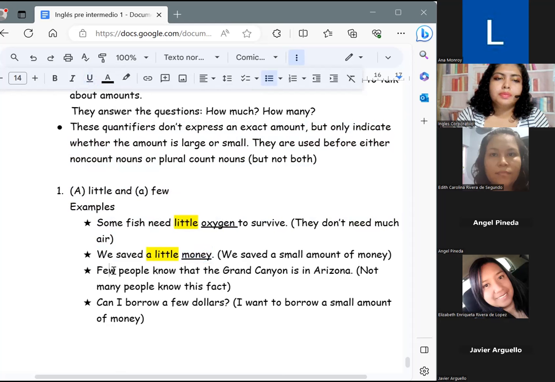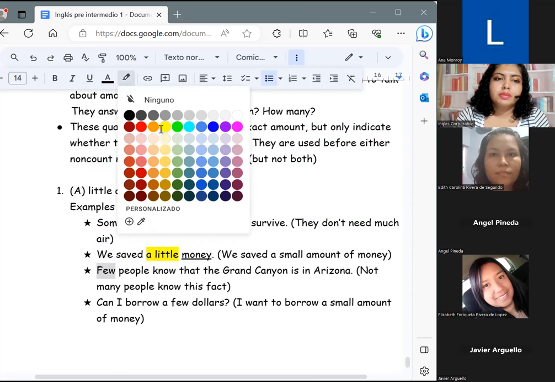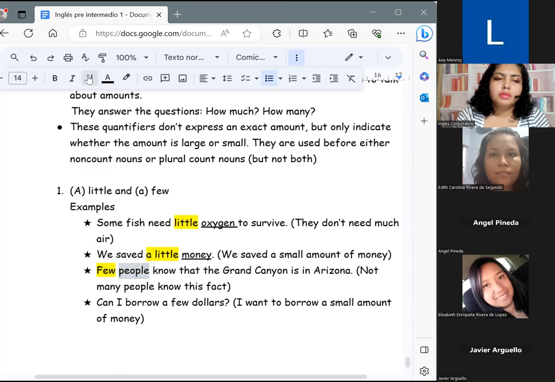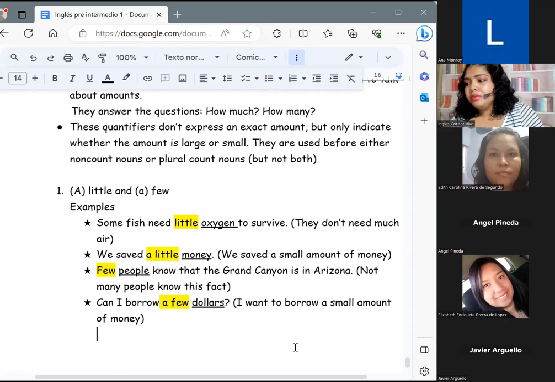Next, few, people. And in the next one, we have a few, and here, dollars. So in that case, we have the quantifiers and the nouns they are using, or the words that we can use to explain the amount of things. In this case, we can use other words, not just a little or a few. We can also use much and many, and we are talking about the same category. Much and many. And we have some examples.